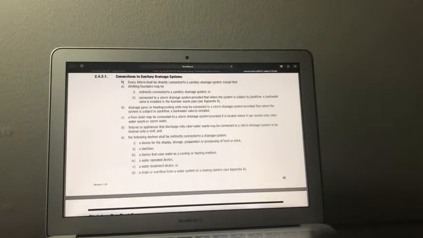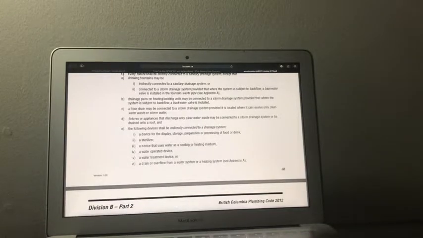So subject to backflow is where the place you live in is actually prone to flooding, or the system could be subject to backflow. A backwater valve is installed, and that's just the check valve on your fountain waste pipe. It says drainage pans on heating cooling units may be connected to storm drainage system, provided that where the system is subject to backflow, a backwater valve is installed. Same thing, heating cooling units, obviously condensing.